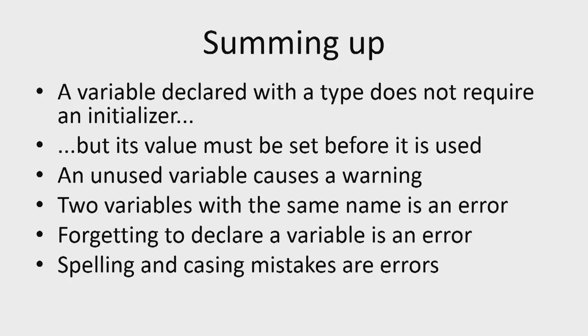Summing up this video, if you declare a variable with a type explicitly in the code, you do not require an initializer, but you are required to somewhere give a value to that variable before it is used. We've seen repeatedly that unused variables cause warnings. We've seen already that if you have two variables with the same name, that's an error. We've seen that forgetting to declare a variable entirely is an error, and that spelling and casing mistakes are also errors. In fact, they are essentially the same as the you-forgot-to-declare-a-variable error.